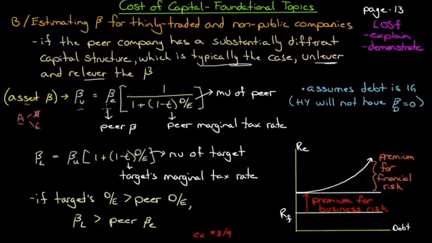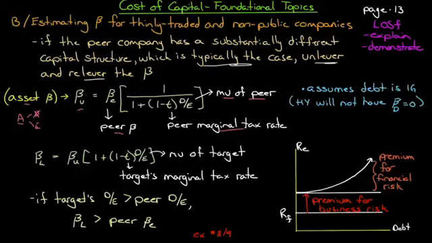So our unlevered beta is the beta of the peer company, multiplied by 1 over 1 plus 1 minus the tax rate times the debt equity ratio. The tax rate here is the peer's marginal tax rate. This beta is the peer beta, and this debt equity ratio is the market value of debt over the market value of equity of the peer. All of this is peer company data, and we will get an asset beta for the peer company.